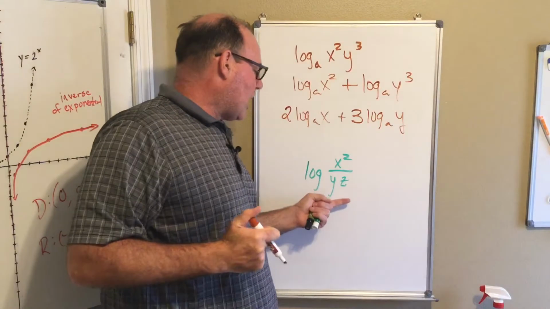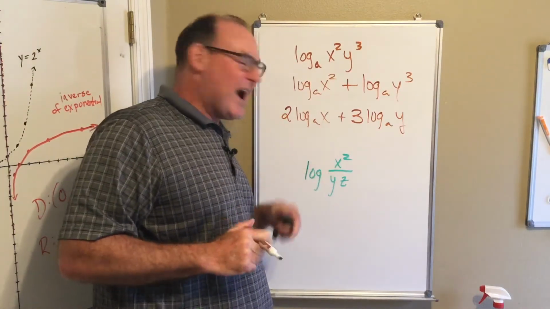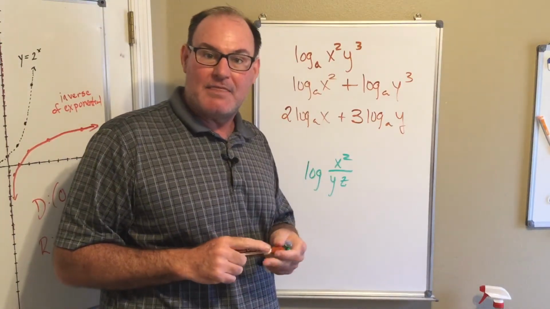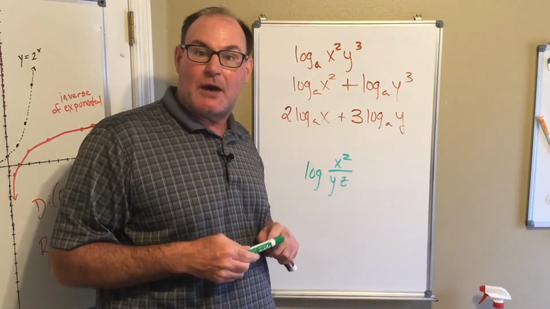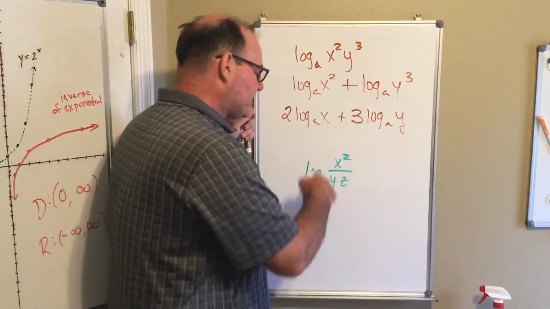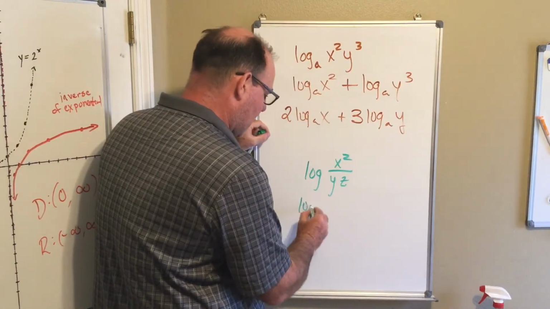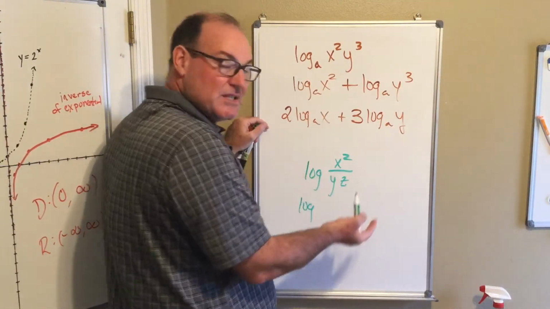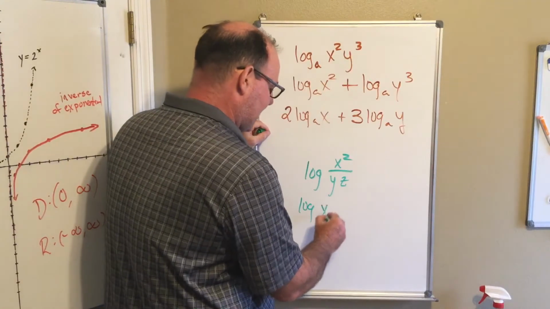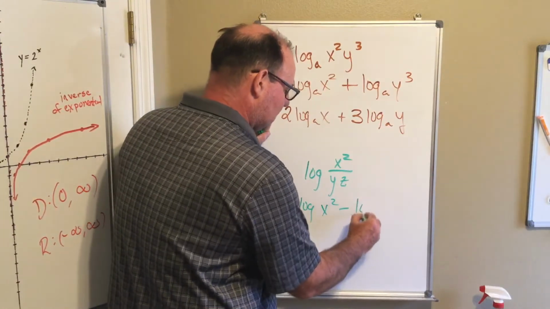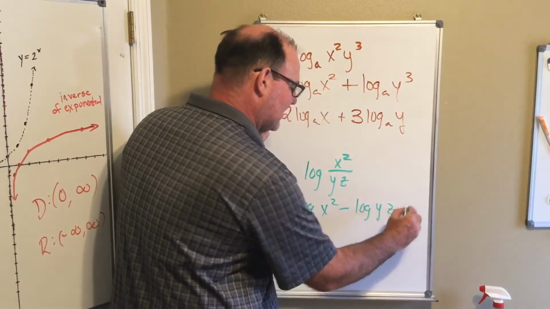Try this one: the log of x squared in the top, and then y times z in the bottom. And when you push play, we'll see how you did. All right, so first thing I'm going to do, I've got this quotient. I did not put a base, so it's the common log. So I've got the log of x squared minus the log of y times z.